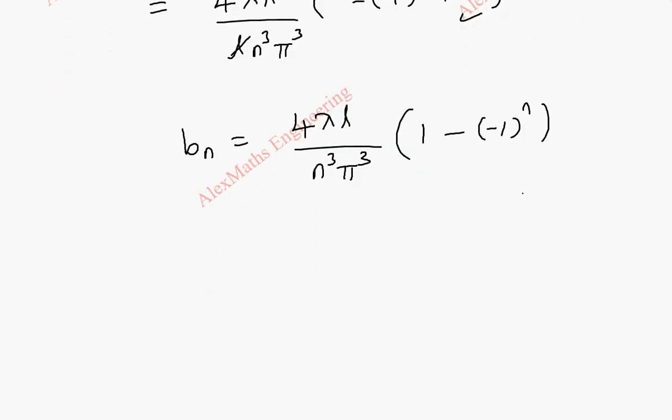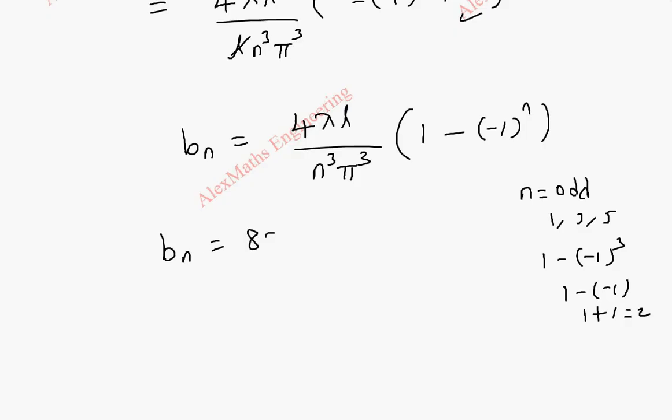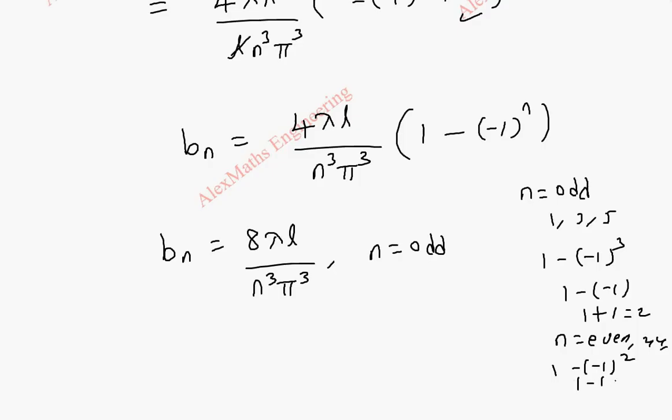Now when n is odd, like 1, 3, 5, now 1 minus of (minus 1) whole power 3 will become 1 minus of minus 1, it will become 1 plus 1, which is 2, and already there is 4. So Bn will become 8 lambda L squared by n cubed pi cubed for n odd. If it is even, when n is even like 2, 4, 6, 1 minus of (minus 1) whole power 2 will become 1 minus 1, which is 0. So this will be 0 when n is even.